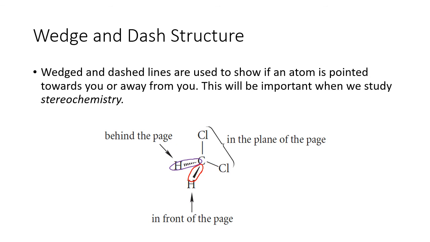So using wedge and dash structure is just trying to indicate that 3D structure a little bit better as someone is drawing it on 2D paper. And then when they use straight lines, no wedge or dash, those are considered to be in the plane of the paper. So those flat lines are in the plane, a wedge is coming out of the page towards you, and a dash is going behind the page away from you.